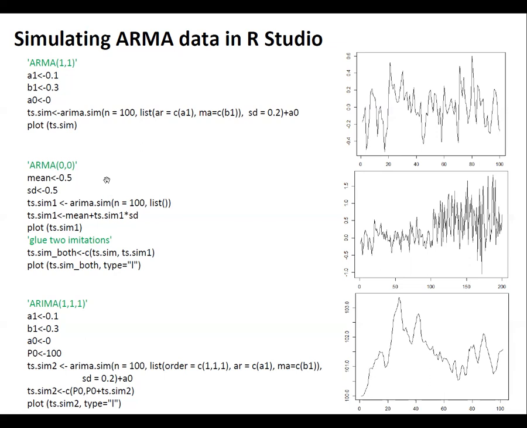Now let's make data generation according to the ARMA 0,0 model. It is a little easier here. The same, use the ARMA sim function, leave the list variable empty so that it generates according to the model 0,0.